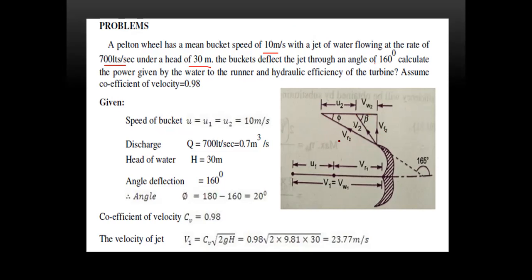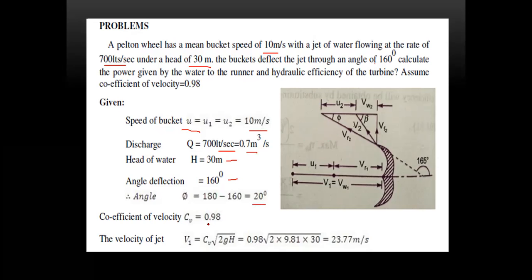So please practice this problem, this figure for this Pelton wheel, right? Now the given data: speed of the bucket u is equal to u1 minus u2, that is equal to 10 meters per second. The discharge is 700 liters per second, that is 0.7 meter cube per second. Head of the water is 30 meters. Angle of deflection is 160 degrees. Therefore phi is equal to 180 minus 160, that is 20 degrees.